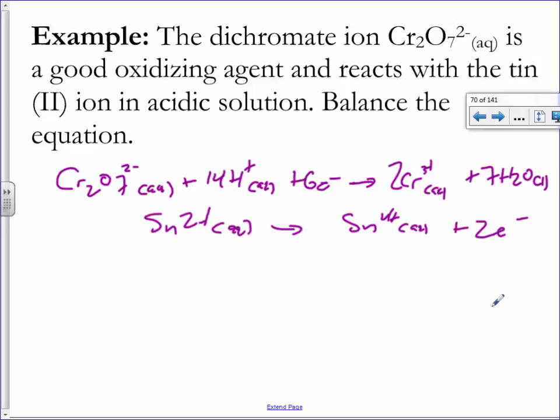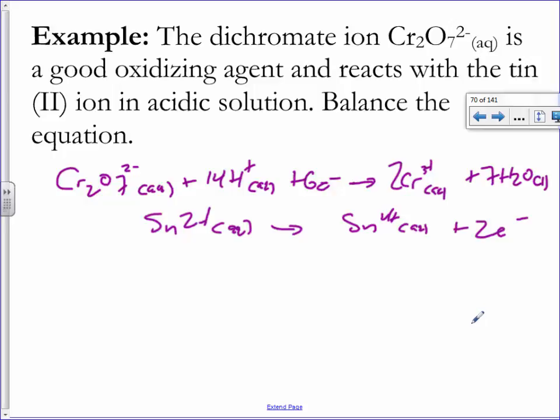So far, so good? Quick reminder, I've been doing this with you guys hopefully for maybe even as much as a year and a half now. States of matter really matter. Don't be sloppy, because there's a difference between a 2+ and a 4+, and there's a difference between a solid and an aqueous. Does that make sense? So write down those little states of matter. Try not to be lazy.